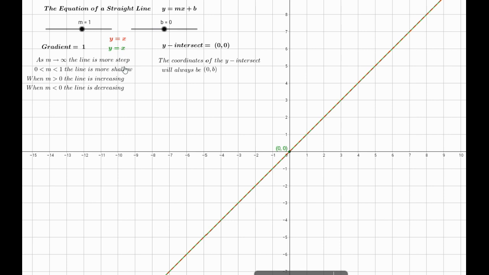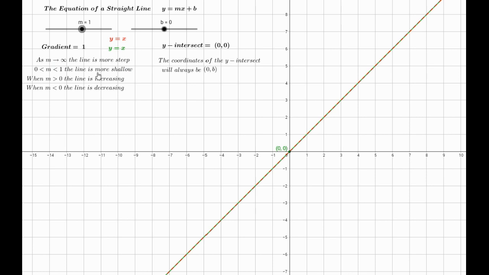I've put a whole bunch of symbols here, and we'll go through what it means now. Let's take a look at the first one as m. So the value of m approaches infinity. Pretty much what this means, as m gets larger as it approaches infinity, the line is more steep.